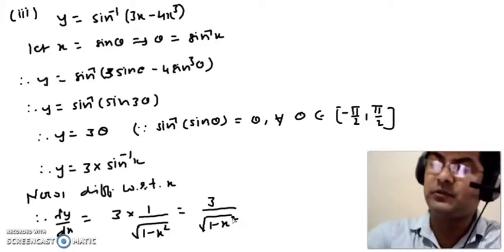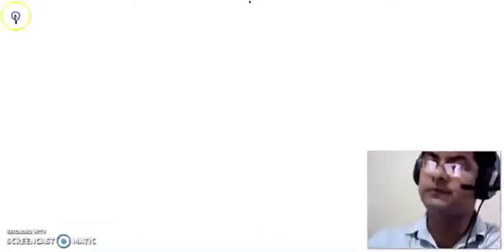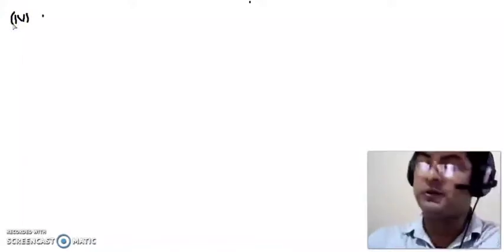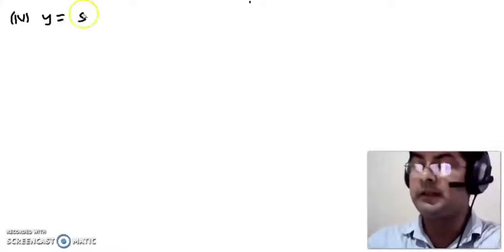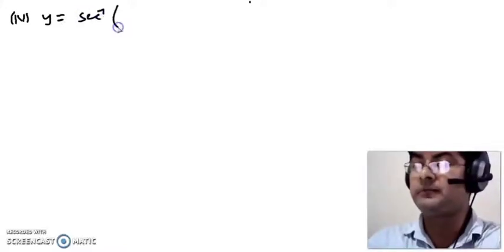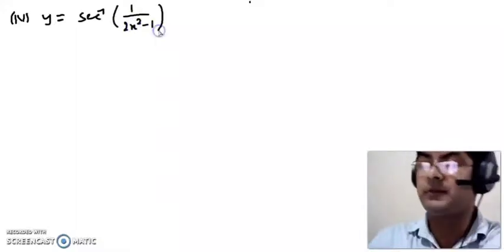Now let me solve the next question, that is the fourth of question number 3. Okay, now the fourth one. The question is y is equal to sec inverse of 1 upon 2x square minus 1.